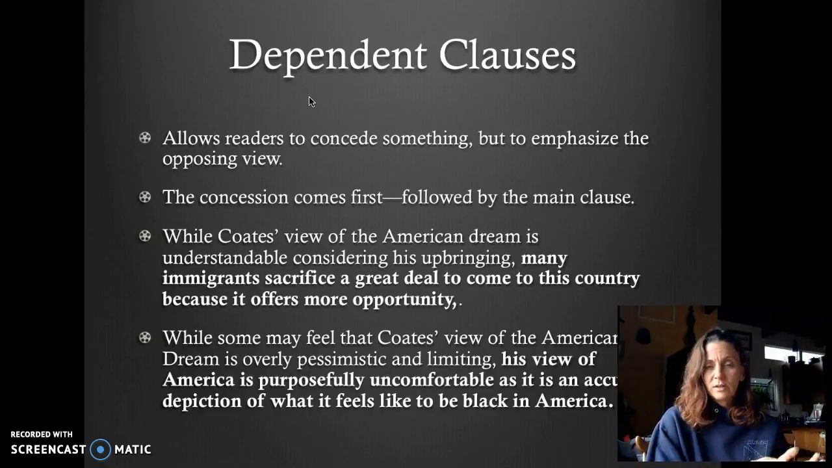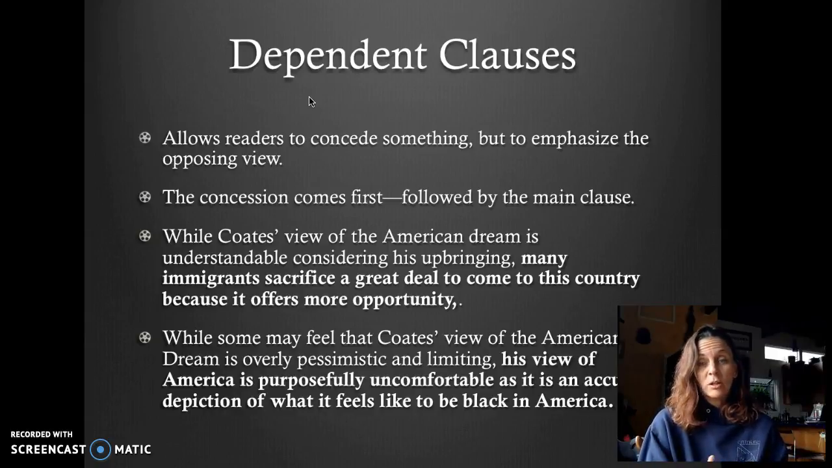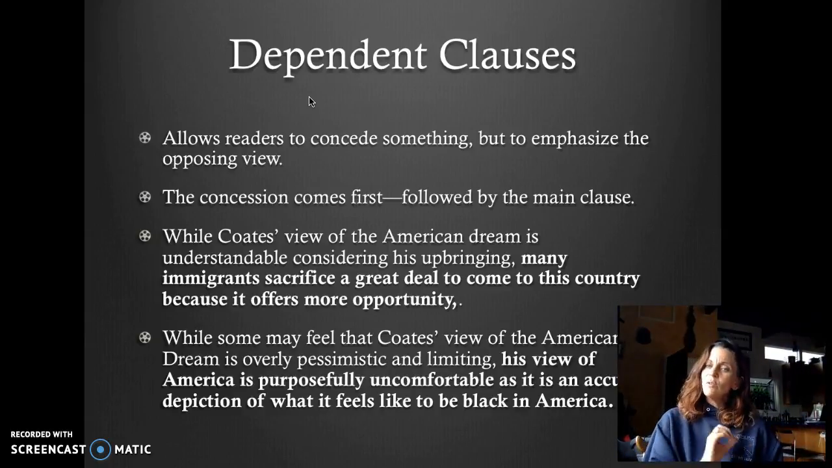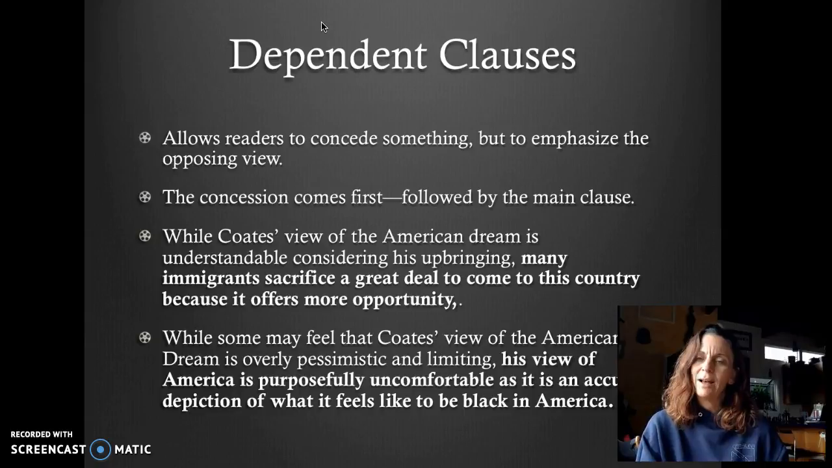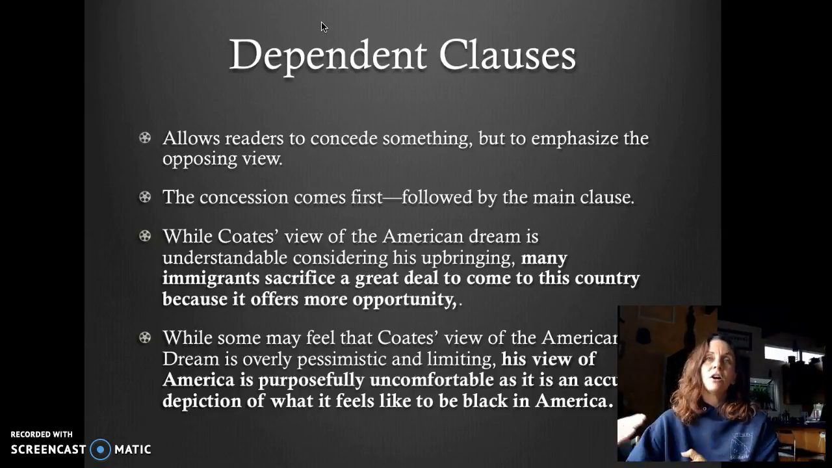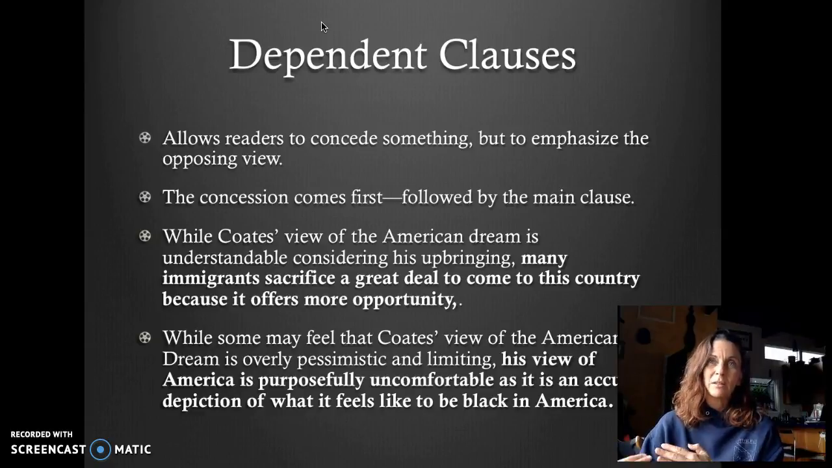Similarly, if you say, well, some may feel that Coates' view of the American dream is overly pessimistic and limiting, so you're acknowledging that some people may disagree with Coates. Then you say his view of America is purposely uncomfortable, as it is an accurate depiction of what it feels like to be black in America. And then you're going to argue what that perspective is and why it's legitimate. Okay? So hopefully that helps you think about how you're going to structure your thesis and some of your topic sentences.